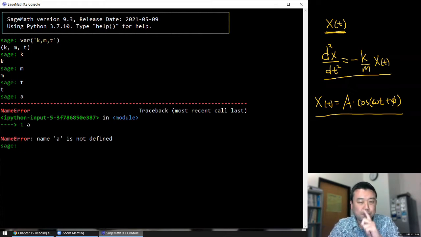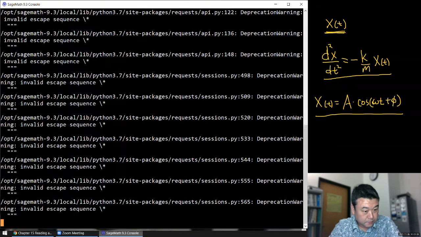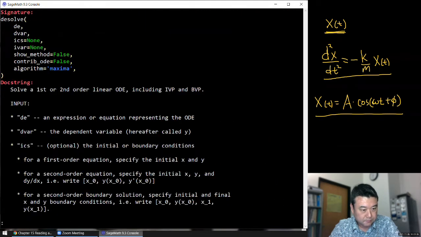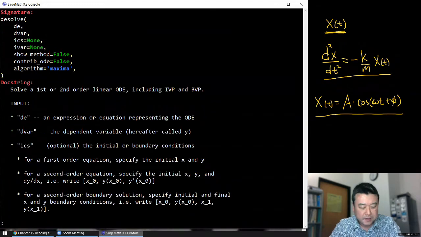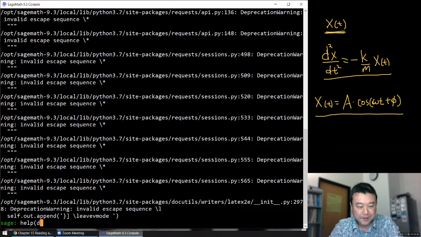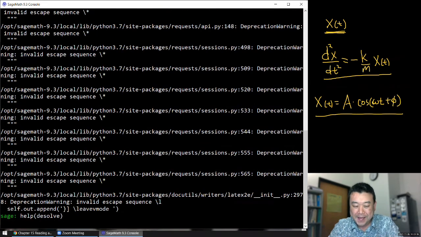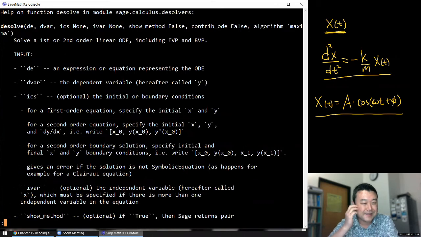I did Google before about solving an ordinary differential equation with SageMath, and I'm told the function that you use is desolve. Okay, let me do it this way: help desolve. So this is the documentation on that function.